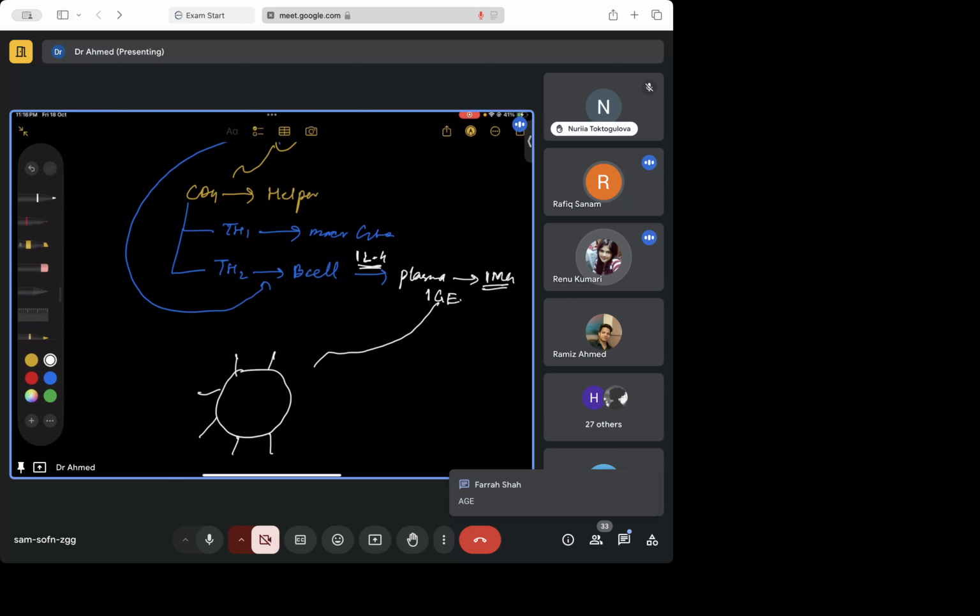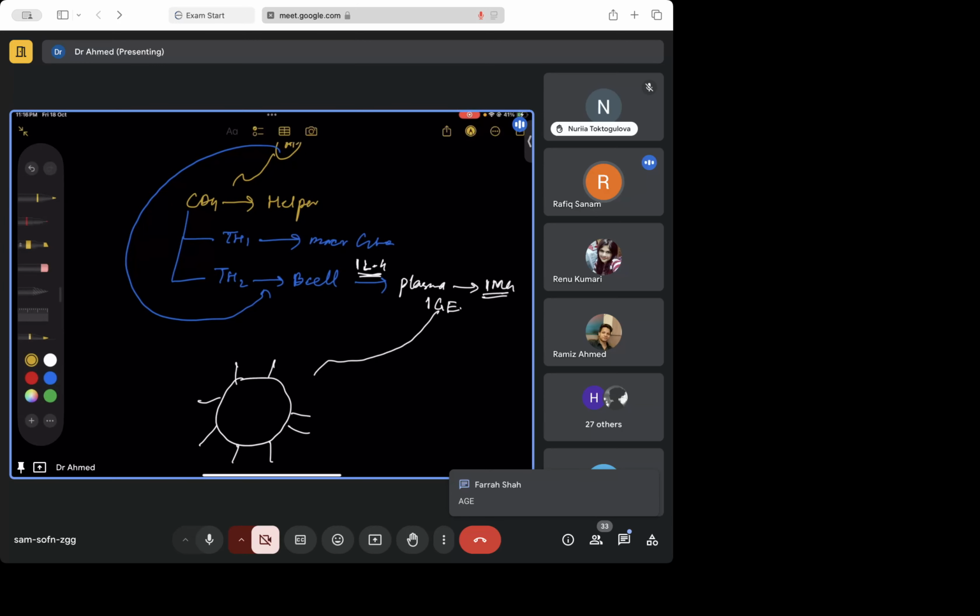For example, if this person has re-exposure to that allergen, it would simply come, aggregate, and cross-link these IgE. As a result of that, the mast cells are going to dump their histamines and leukotrienes. And as a result of that, what happens? You are going to see asthma.